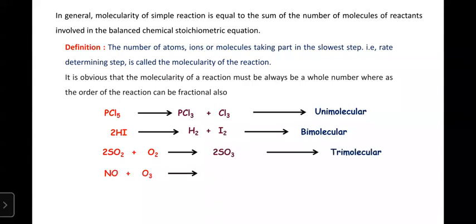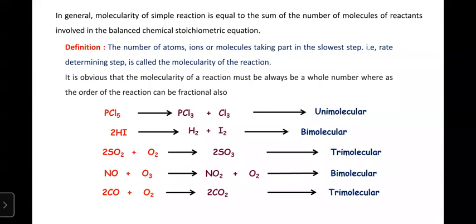Here also, one NO and one O3, which means bimolecular, right? And here two CO and one O2, which means trimolecular. And one more thing: two FeCl3 react with one SnCl2, which means trimolecular, right?